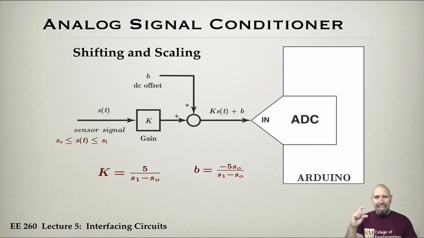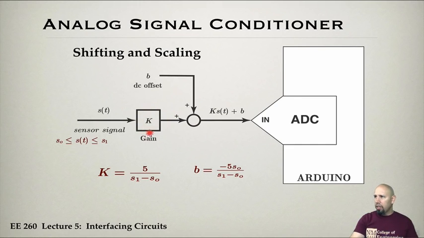Well, first thing we need to do is scale it down. By how much? We need to scale it down so that the total range is 5. So to start off with, plus and minus 10 volts has a total range of 20. So we basically need to scale it down by 1/4 so that the total range is 5.